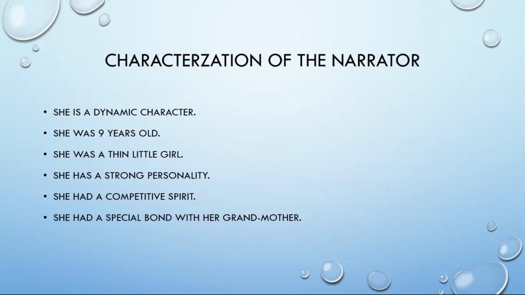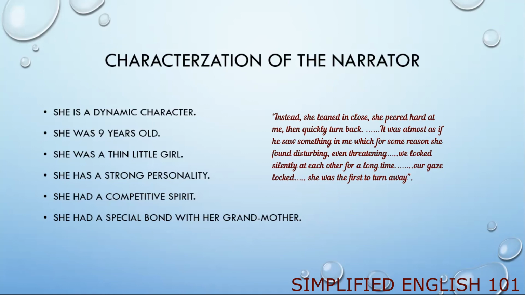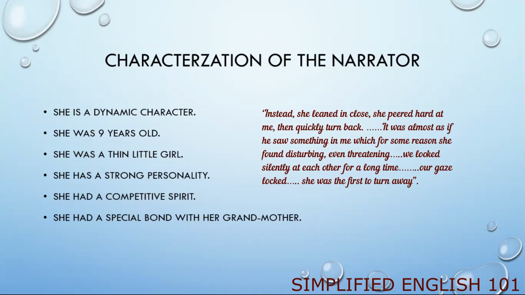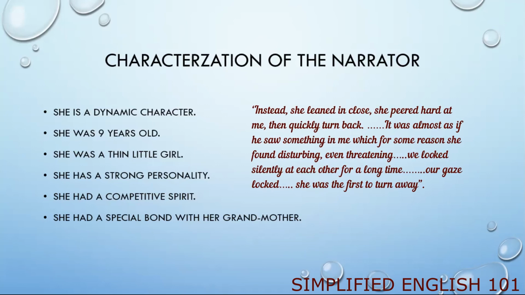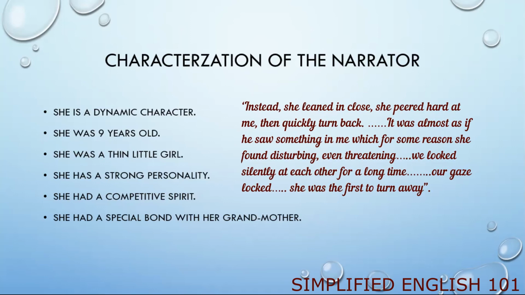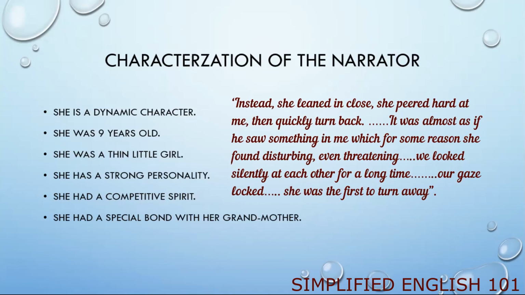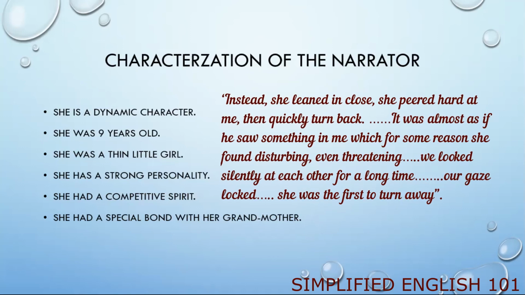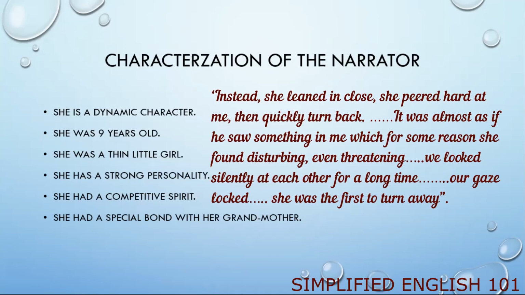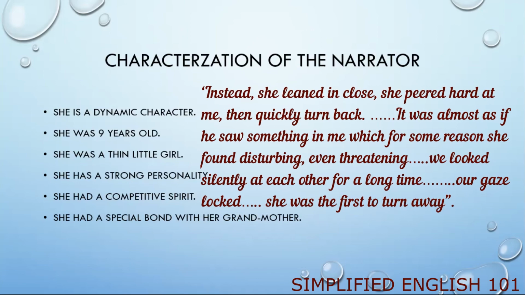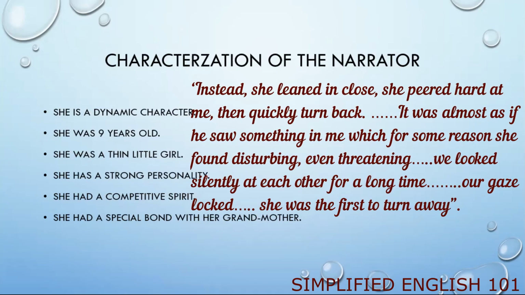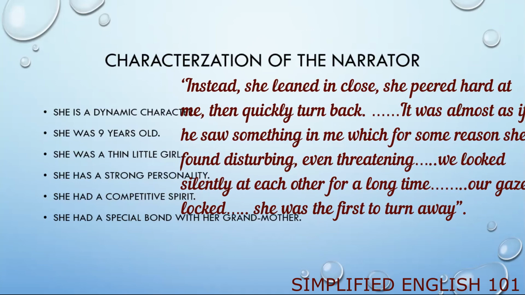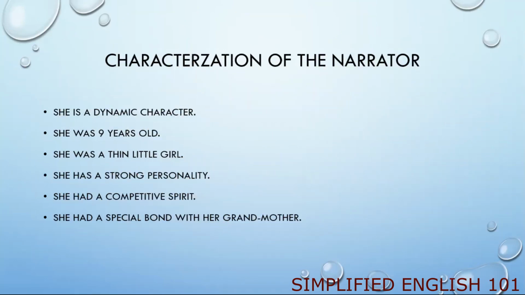The narrator's confidence is seen when she first meets her grandmother and the two stare at each other without touching. She says, instead, she leaned in close. She peered hard at me, then quickly turned back. It was almost as if she saw something in me which for some reason she found disturbing, even threatening. We looked silently at each other for a long time. Our gaze locked. She was the first to turn away.